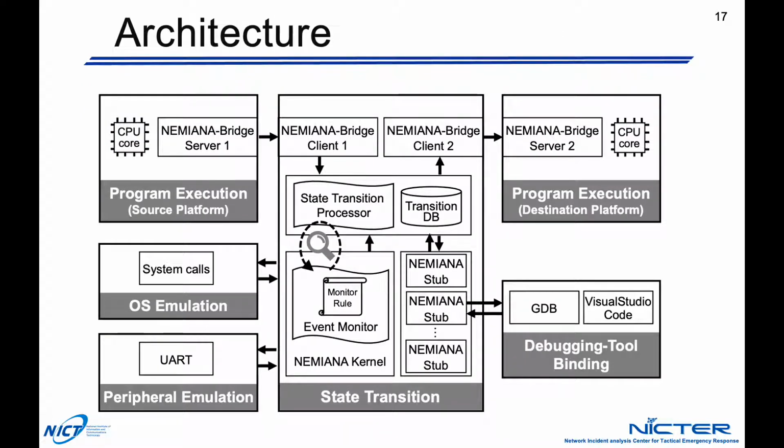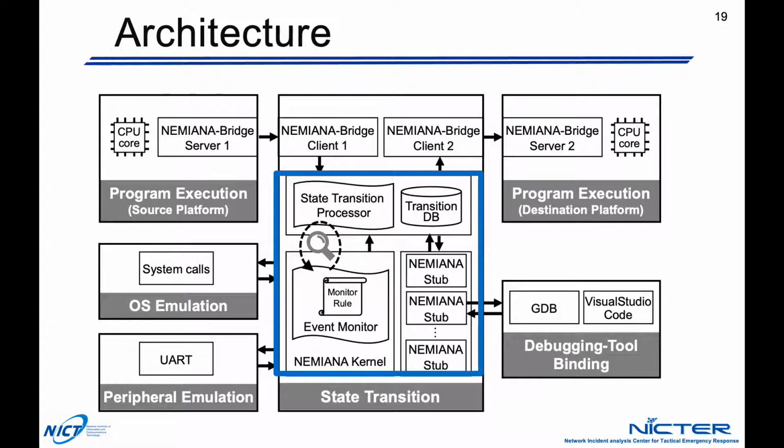This figure shows the architecture of NEMIANA. In the upper left box, it is the processor running the program to debug, for example, ZCU104. NEMIANA Bridge Client 1 collects the platform-specific trace information from Bridge Server 1 in the source platform. Bridge Client 1 then generates an execution state transition in a common format and passes it to the state transition processor.